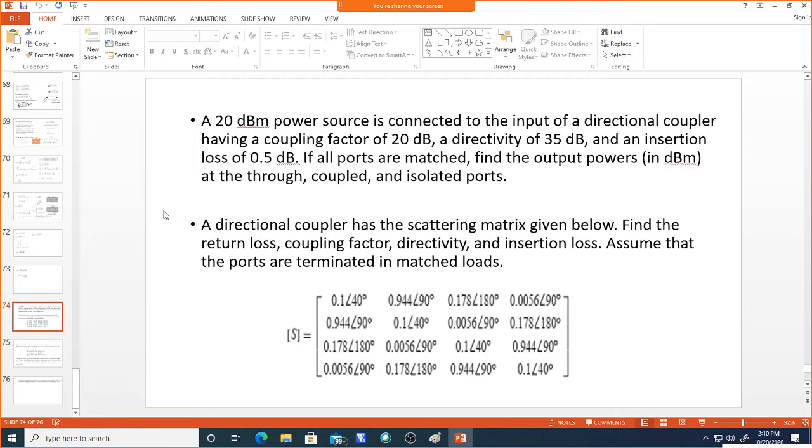Now we'll solve some problems based on these coupler designs as well as other designs like the Wilkinson power divider or directional couplers. So this is our first problem. A 20 dBm power source is connected to the input of a directional coupler having a coupling factor of 20 dB, directivity 35 dB and insertion loss of 0.5 dB. Now if all the ports are matched, find the output powers at the through port, coupled port and isolated port. So we need to find the output powers in these ports.